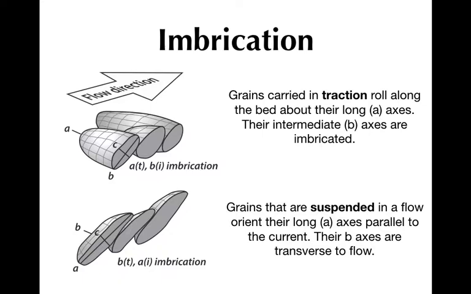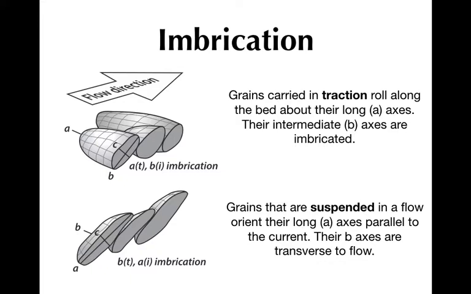The most typical is when sediment rolls on the bed, and when sediment rolls on the bed, we'd say it's carried in traction. The rolling will take place about the long axis. So the long axis, the A axis, is the axis along which that grain will roll, and the B axis, the intermediate axis, is going to be the one that's leaning up against clasts in front of it. So we would call this A transverse and B imbricated imbrication. In other words, telling you that the current direction is like that, as shown here.